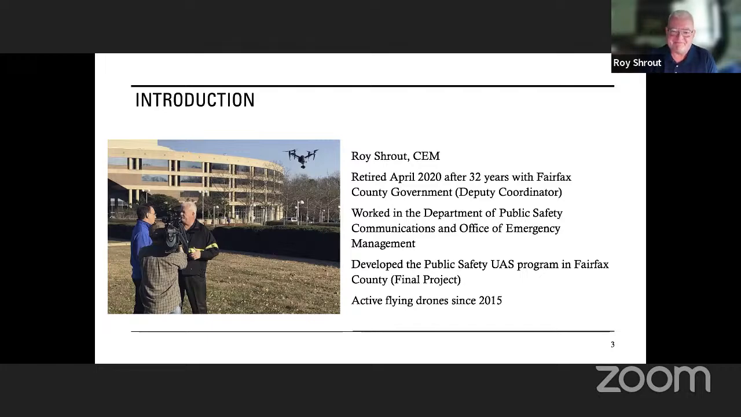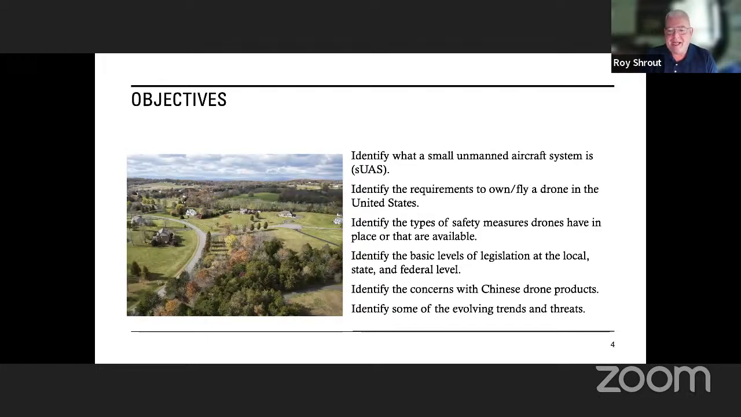The objectives for me today for you is basically to identify what one of these things are. There are acronyms, and all of you live with acronyms, but I'll refer to everything as drones. What is this that we're talking about? What are the requirements for you to go out and fly one of these? Because there's a lot more to it that you probably don't realize for those of you who don't own a drone. There's a lot of things you're supposed to be doing.